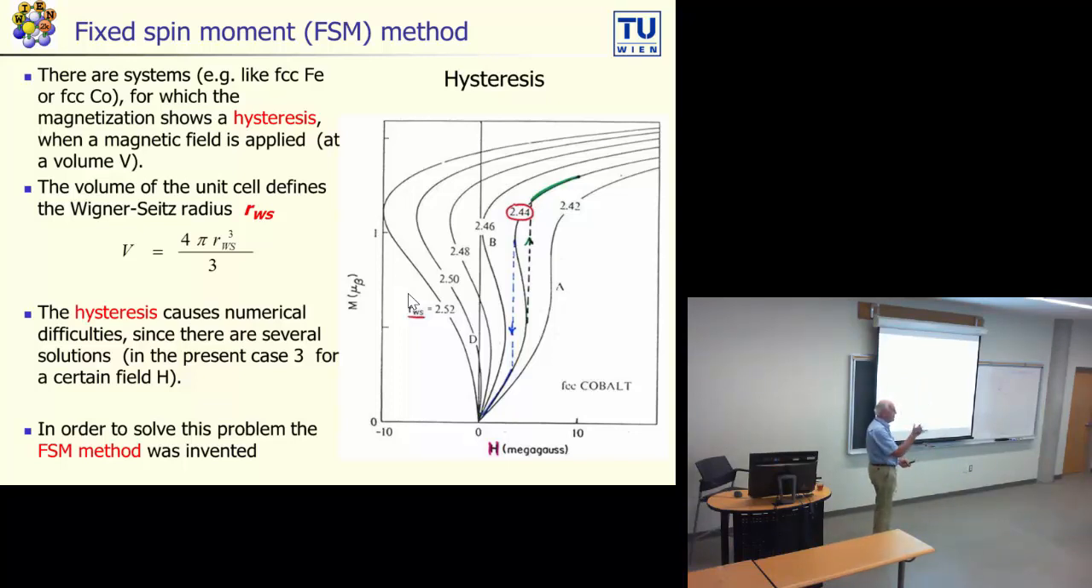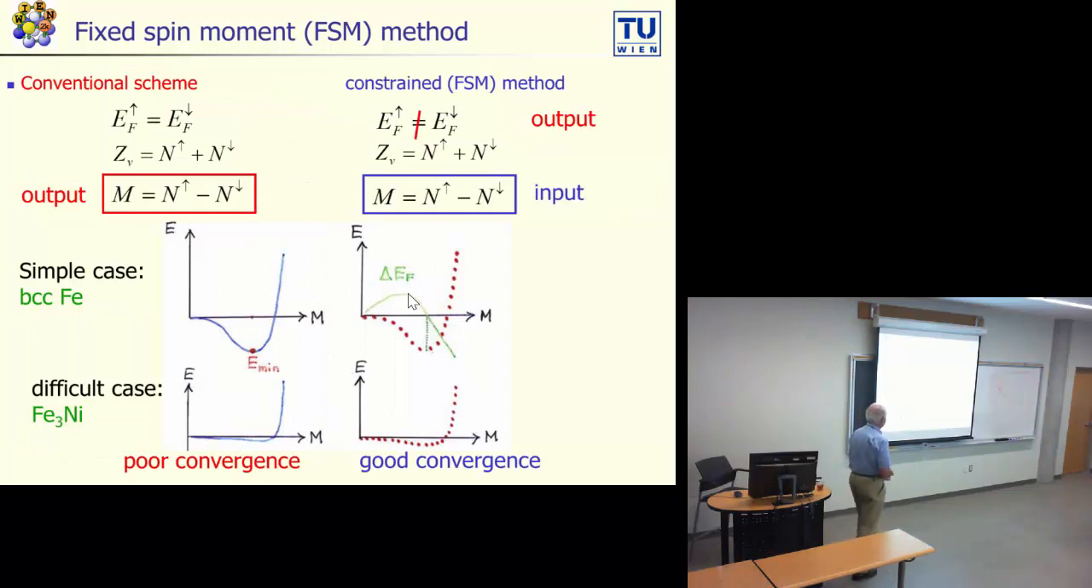Now let's do it from a mathematical point of view. If you are in this range, then you have three solutions. One here, and one here. Which means you have three situations which have the same energy. Which in practice means the calculation doesn't converge. In this case, the energy as a function of magnetic moment is a very flat surface, and it's extremely difficult. It never converges. And we had extreme difficulties running that.